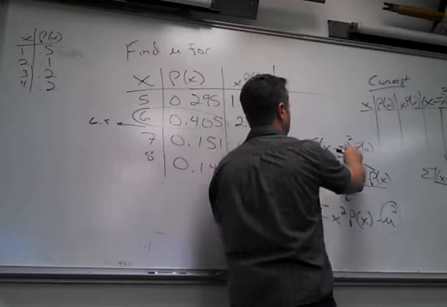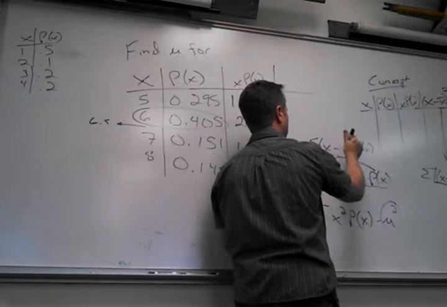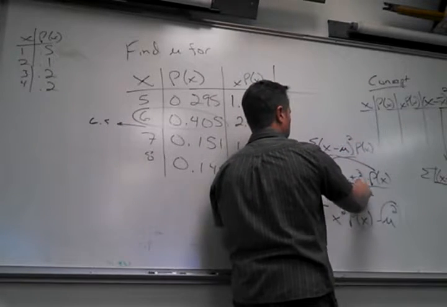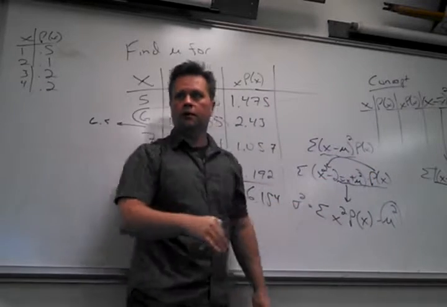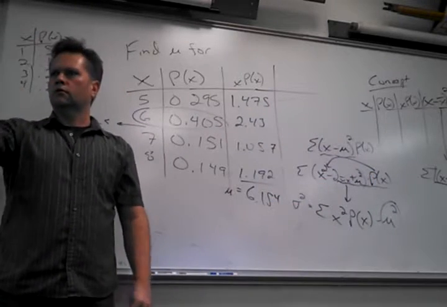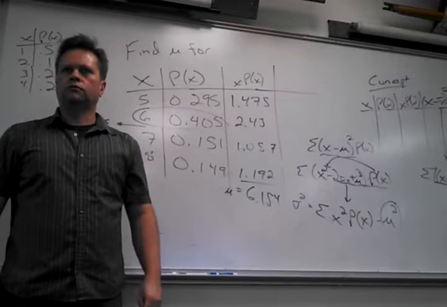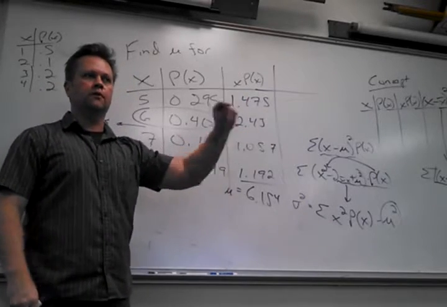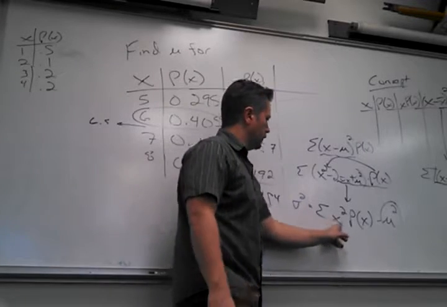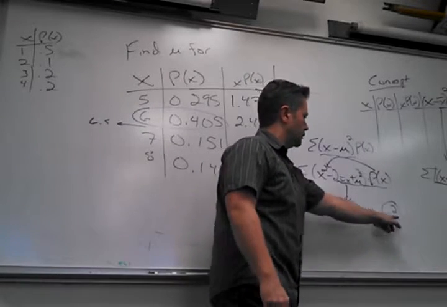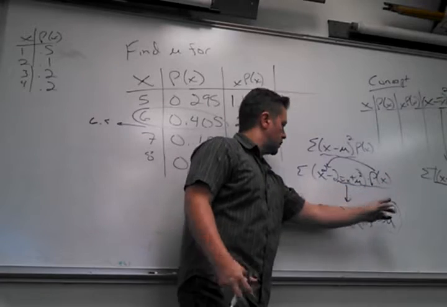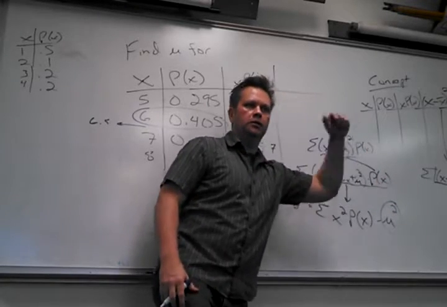And I went back to using x bar. That's my bad. Should be a little mu there. Is that minus the mean squared? But it doesn't make any big difference. Wait, are you saying minus the mean squared? Yep. Right. Cool. And that's outside of the sum, right? It's the sum of x squared p of x minus the mean squared. And the biggest mistake people make is they forget to square the mean. Right.